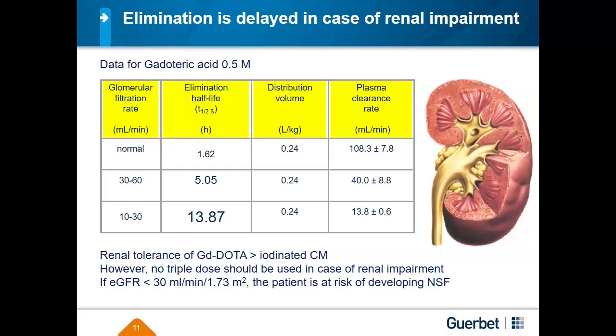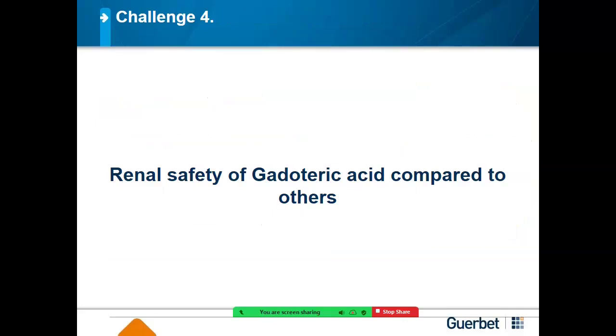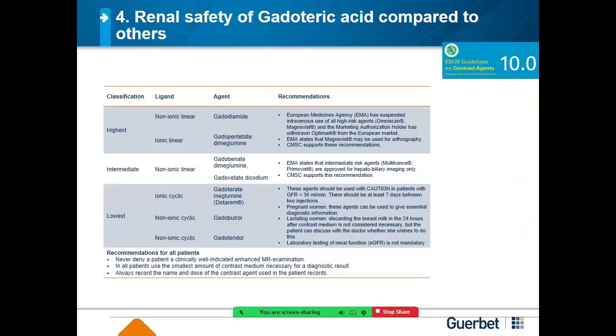Even across ranges from pediatric to adult. So a good safety profile, no evidence of nephrotoxicity, no cardiac issues seen, and ages ranging from a few weeks old neonates to adults. On renal safety, which I was talking about, it was tried even with eGFR less than 20, with particular caution, as you are experts. But we have seen that even with lower eGFR, in the CKD 3 and 4 range, it was tried.